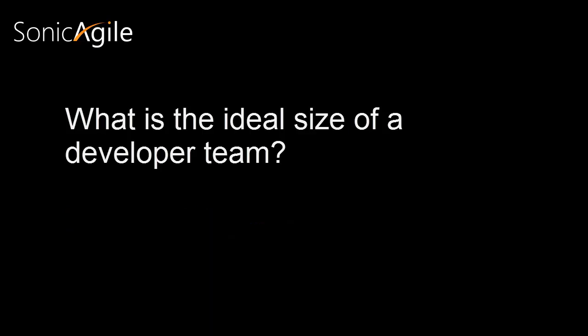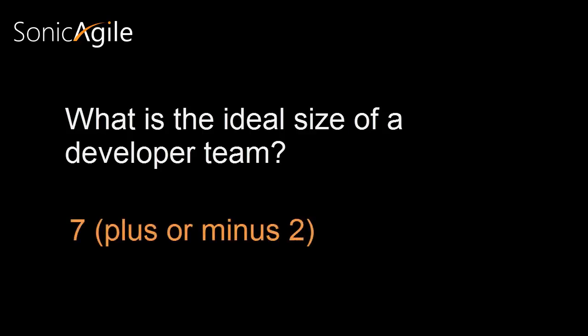Okay, so the conclusion is that the ideal size of a developer team is 7. No. Is 9 people. Wait, no, it's not. You got it all wrong. 7 people plus or minus 2. I got that right, actually, the first time. 7 people plus or minus 2. 7 people. Got it. Yes.